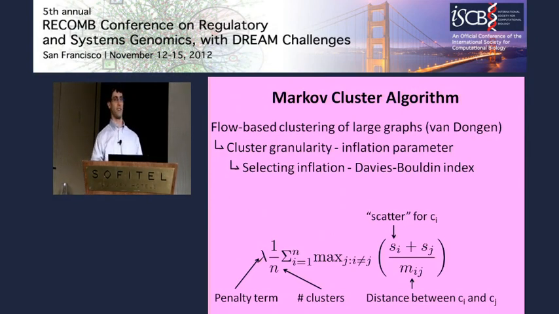The main idea here is we're looking for a clustering that produces a good number of clusters, and the quality within those clusters is pretty good, but we don't want too many clusters, and we don't want too few clusters either.